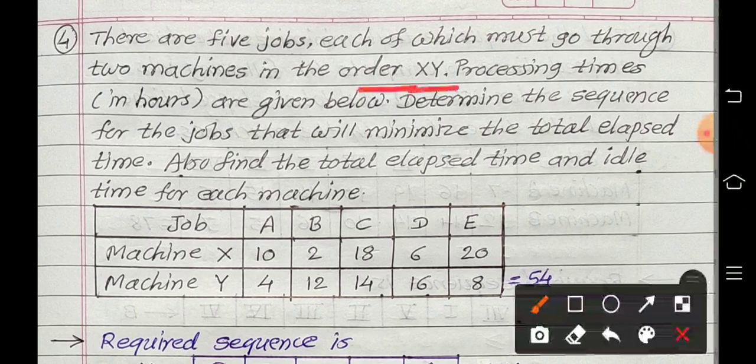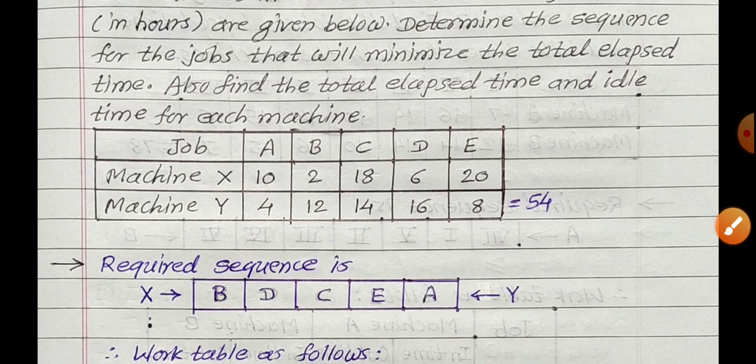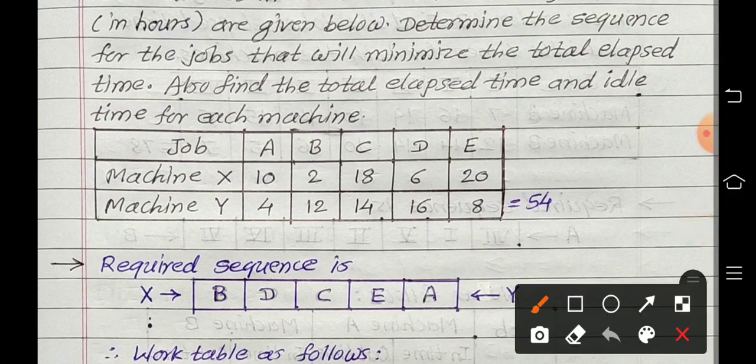Processing times in hours are given below. Determine the sequence for the jobs that will minimize the total elapsed time. Also find the total elapsed time and idle time for each machine. So all data is given here. Clear? Jobs A, B, C, D up to E, and machines X and Y are given, and this time is given in hours. Next, we are making the total here. So total time required for machine Y, that is 54. That is required for the last answer we find.